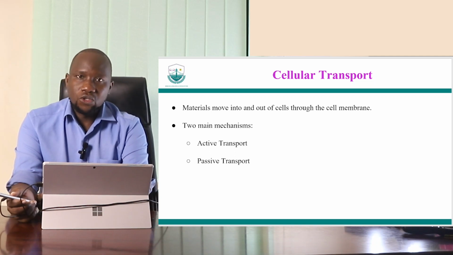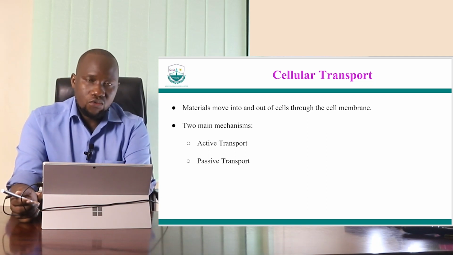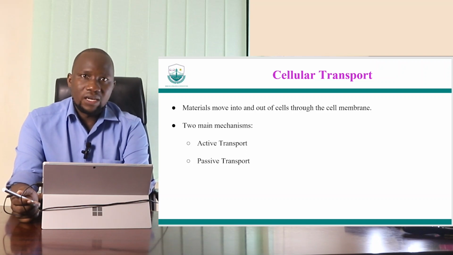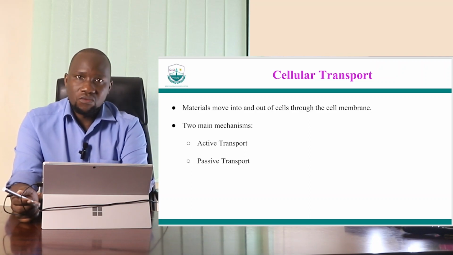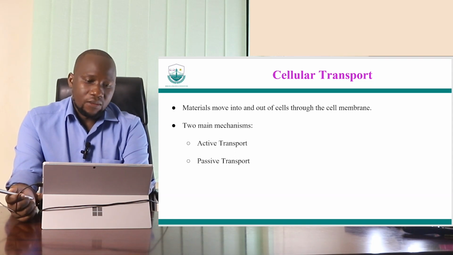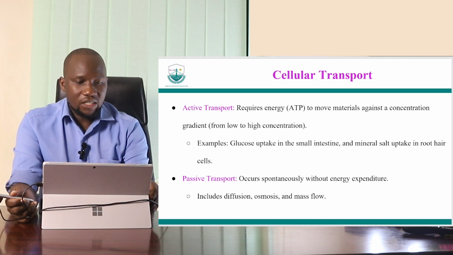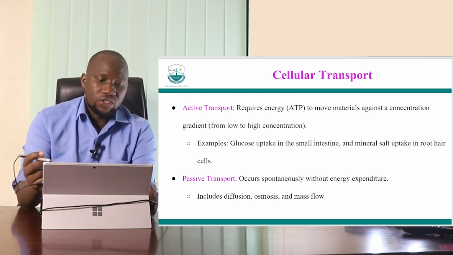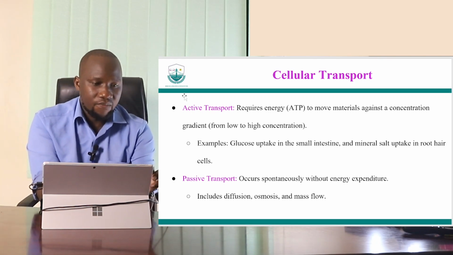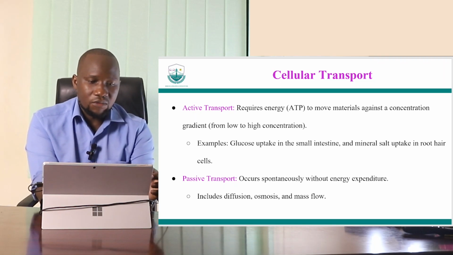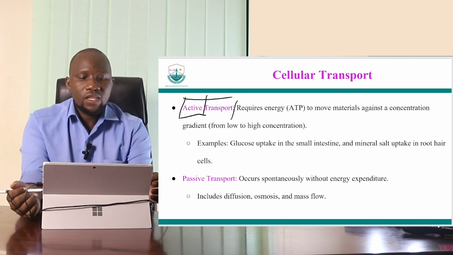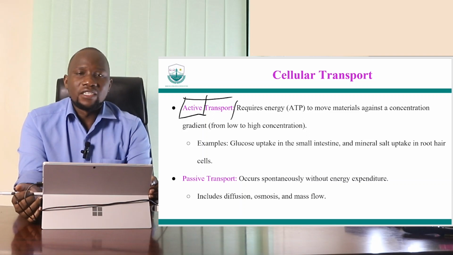Okay, so usually we technically have two mechanisms of transporting materials in organisms: active transport and passive transport. Active transport, the moment you see the word active anywhere in biology settings, that word active means that there is expenditure of energy.